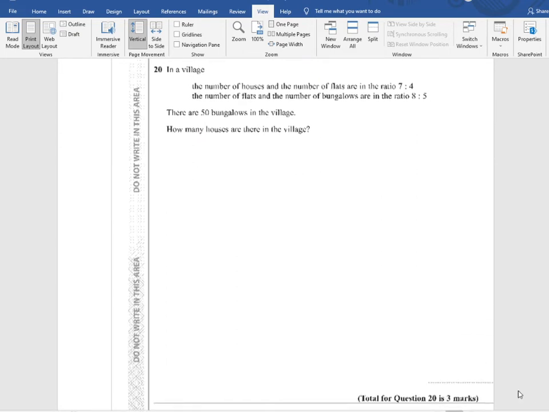In a village, the number of houses and the number of flats are in the ratio of 7 to 4. The number of flats and the number of bungalows are 8 to 5. There are 50 bungalows. How many houses? So houses and flats are 7 to 4, and flats to bungalows are 8 to 5.